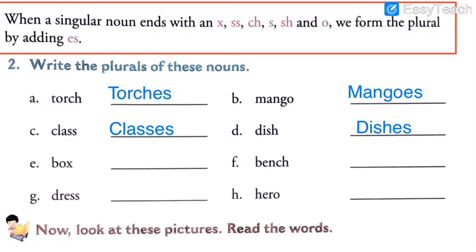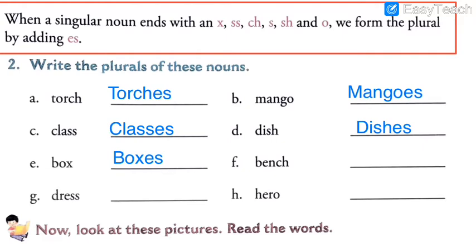Next one, box. Now it is ending with X. What do we have to do? Yes, I know many students are giving me the answers that sir, we have to just add ES. So let's add it to the box. Boxes. And this is the answer. Isn't it very simple? Box, boxes.